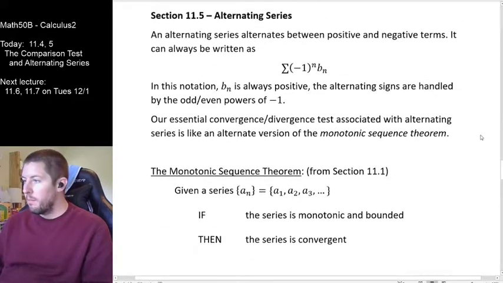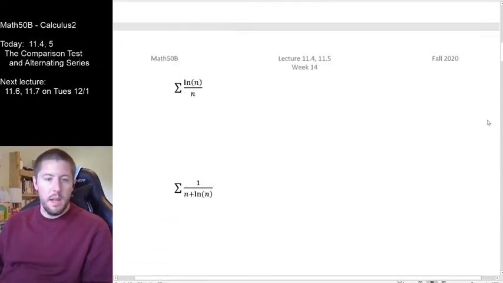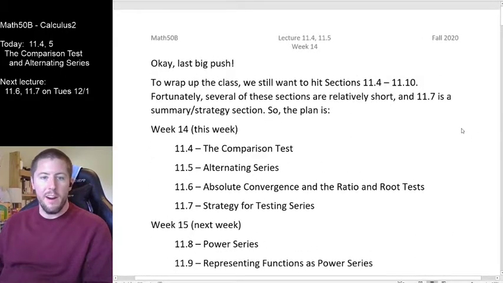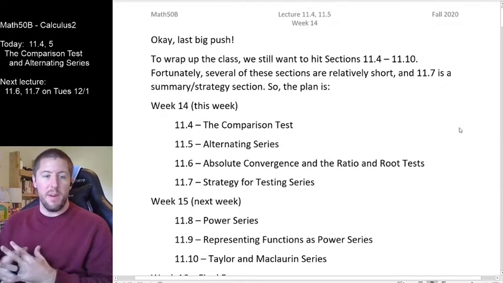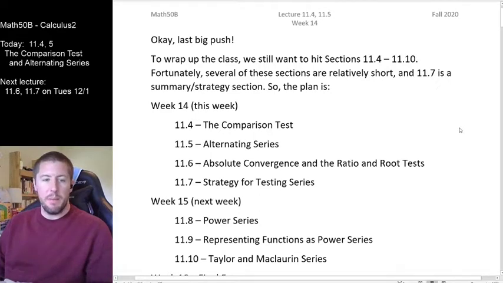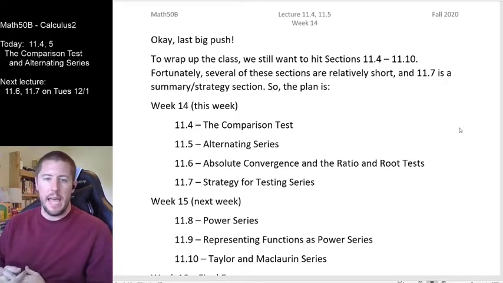We are here at the beginning of week 14. We are getting ready to wrap this stuff up. We are right in the middle of chapter 11, which is where we left off, and we are going to wrap up chapter 11 to finish up this class. We still want to hit sections 11.4 through 11.10. That'll happen this week and next week.